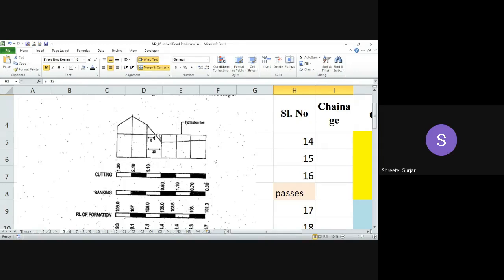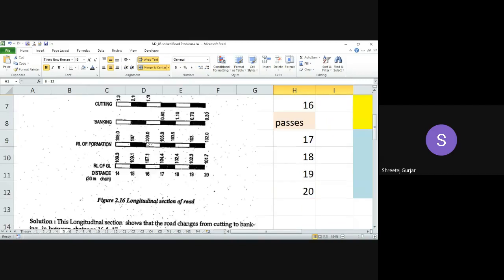Then we need to find this x. We need to find the distance x, where exactly this ground level and formation level are meeting, where your depth is 0. So we need to find exactly where this lies. So x is the distance from this chainage. Chainages have been provided over here, starting from 14 going up to 20: 14, 15, 16 going up to 20.